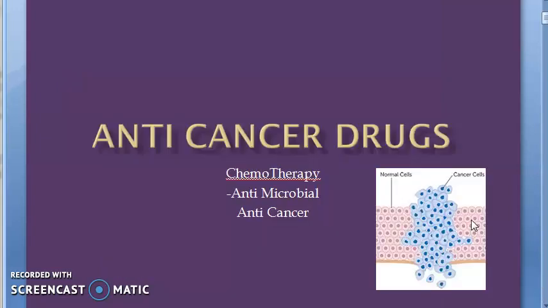Okay. Basically here the focus is anti-cancer drugs. So as such we are looking only at drugs. But anti-cancer therapy can have a lot of other things also like radiation therapy. Right. So there are a lot of other things. Here we are covering only drugs.